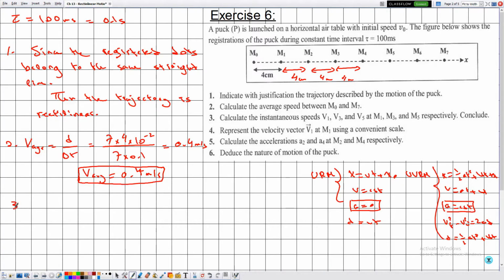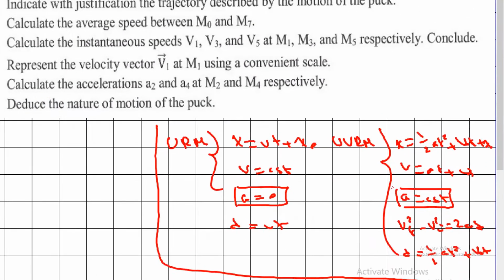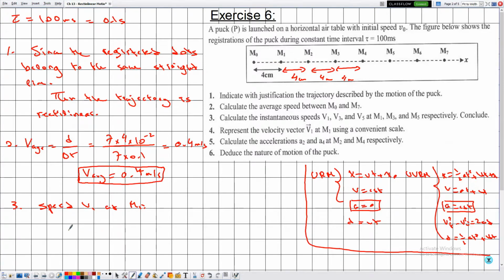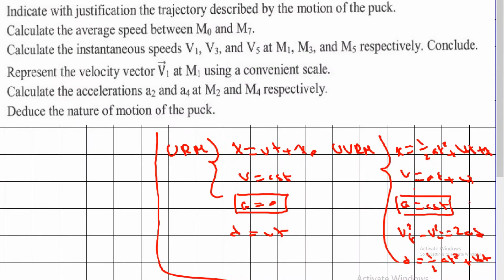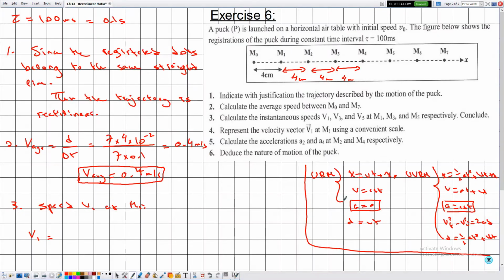Now in number 3 they are telling us to calculate the instantaneous speeds V1, V3 and V5 at M1, M3 and M5 respectively. So let's start with the speed V1 at M1. These are not part of the answer, they are on the scratch. Here we don't know the type of motion, whether to use this formula or this formula. We didn't specify whether it's URM or UVRM.